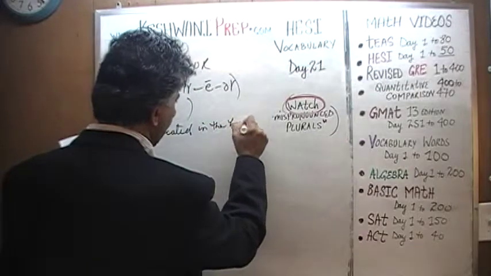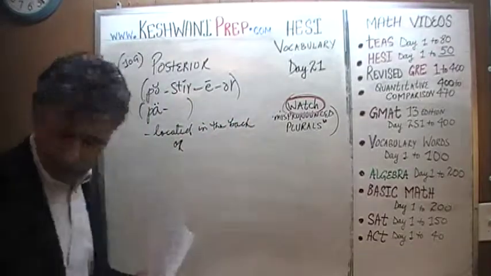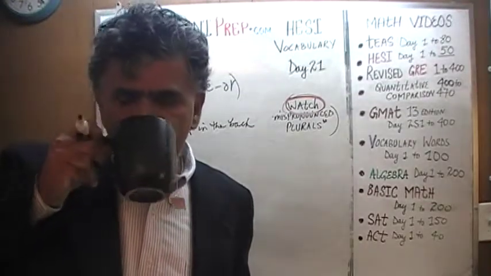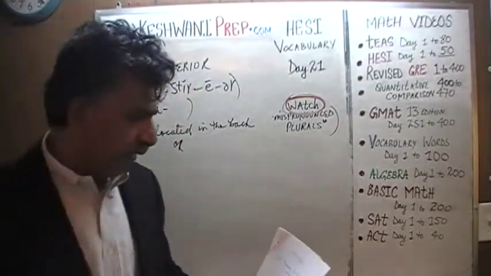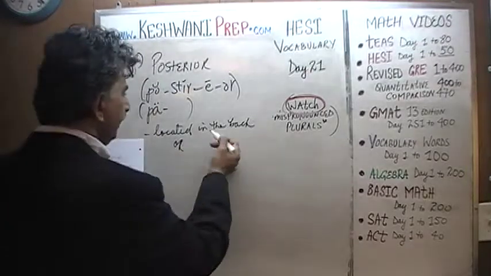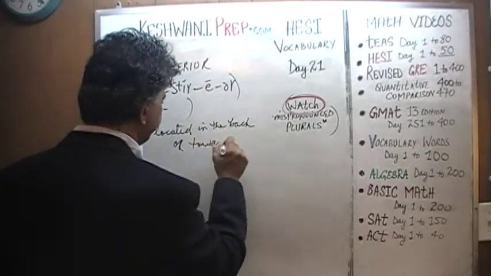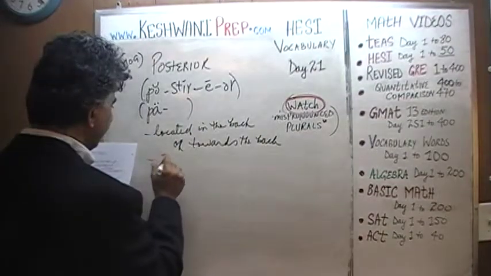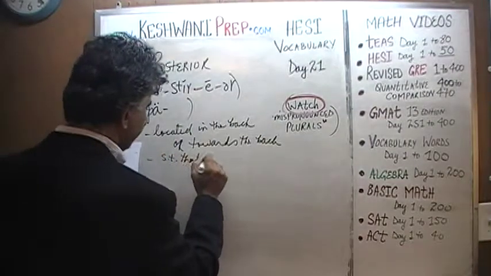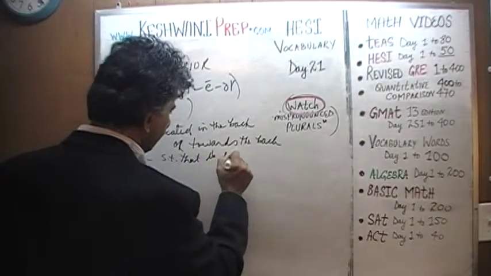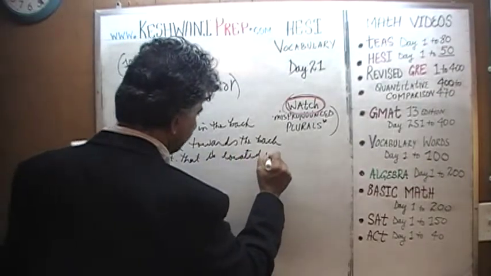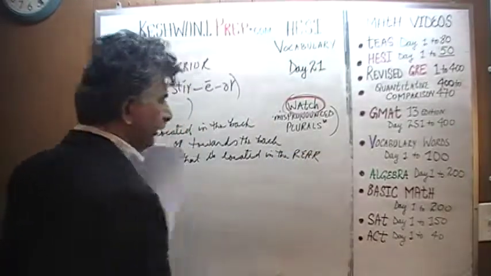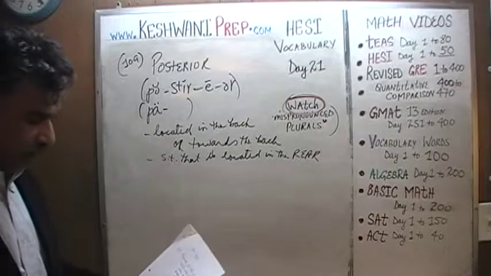something that is located in the back or towards the back. Something that is located in the rear. That's the first meaning, something that is located in the rear.